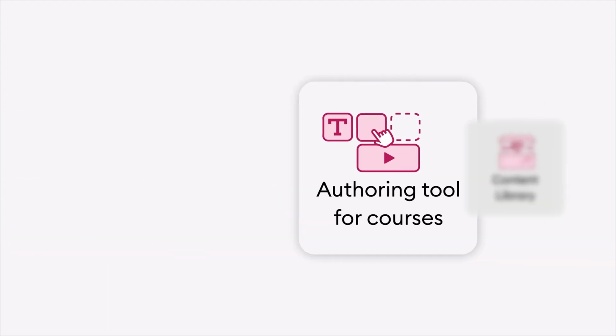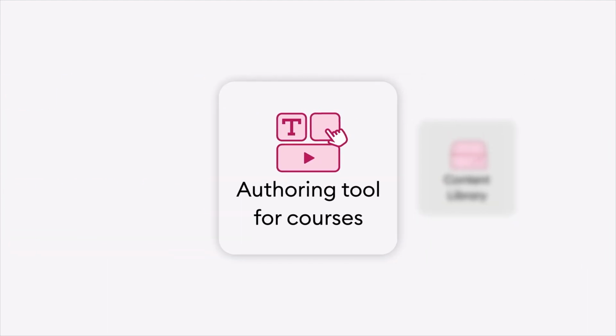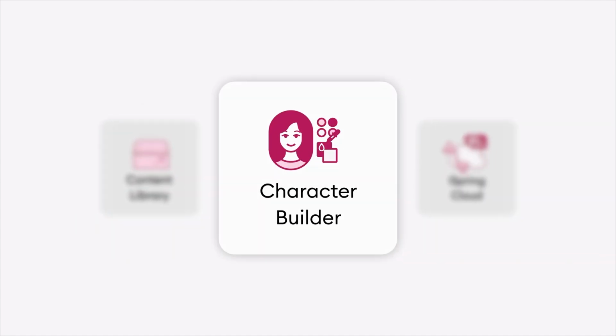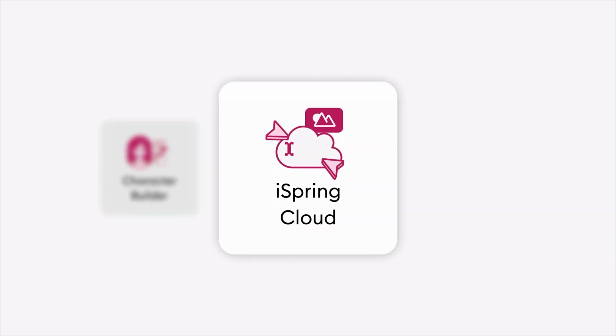With iSpring Suite Max, you get an array of tools including iSpring Suite itself, which is a powerful PowerPoint-based authoring tool for courses, quizzes, and role plays. You also get Content Library, which is filled with thousands of e-learning assets, templates, and Character Builder, which lets you create your own custom characters, and iSpring Cloud, an online cloud space for storing, sharing, and collaborating on your content.